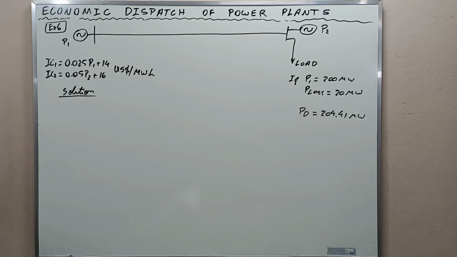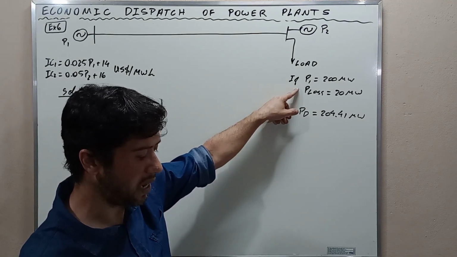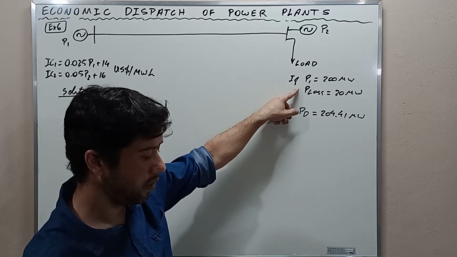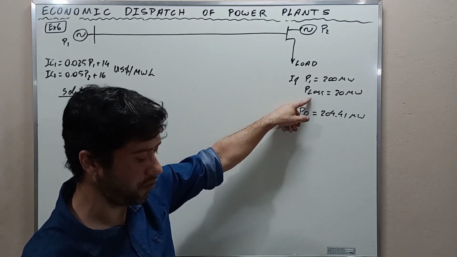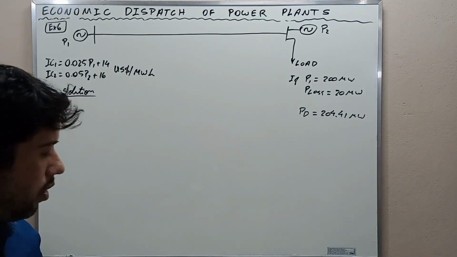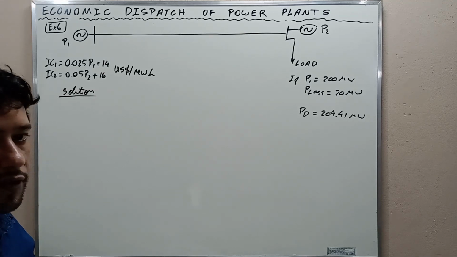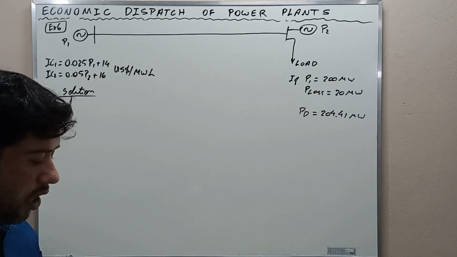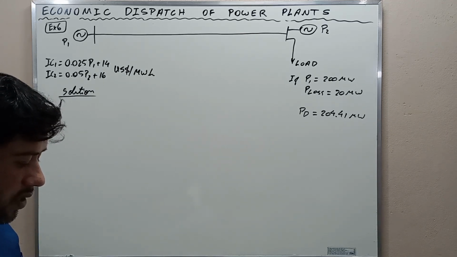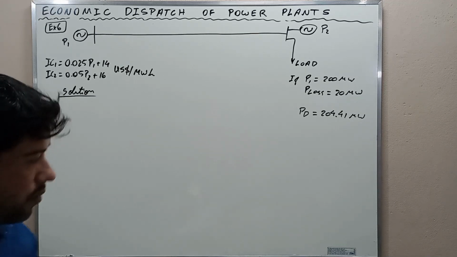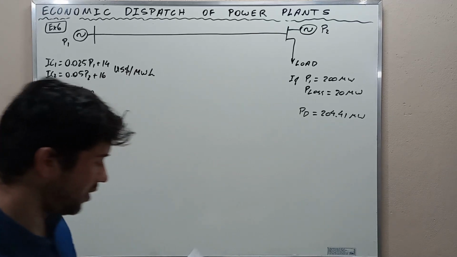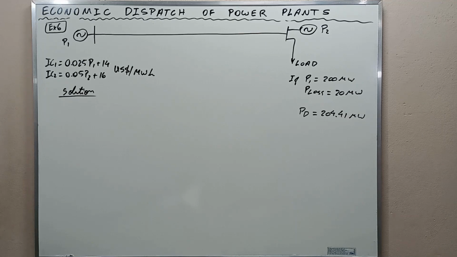And now the condition of the exercise: if 200 megawatts of power is transmitted from power plant 1 to the load, a transmission loss of 20 megawatts occurs. Alright? Somebody must have measured it and found these values. Now the question: find the optimum generation dispatch schedule and the cost of received power for a load demand of 204.41 megawatts. Okay, my friends, this is the question. Let's go to the solution.